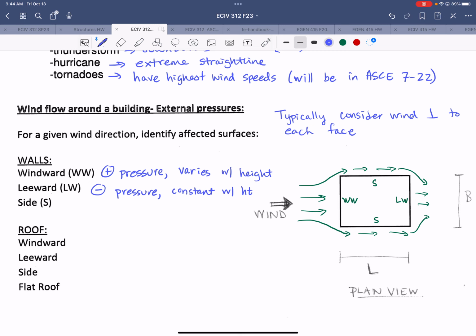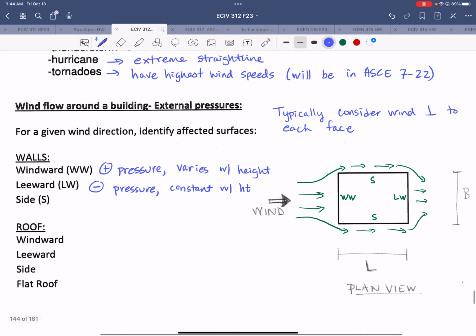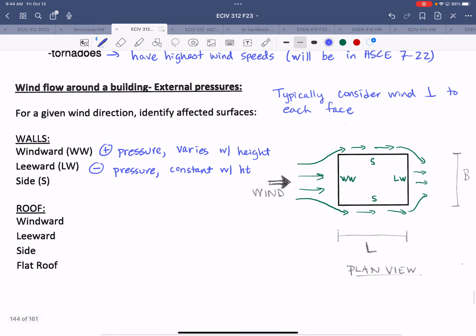So if you think about the wind separating at the corner, that's going to basically create a vacuum here. It's going to create suction right at the surface of that wall. So side walls will have negative pressure, and we also treat that as constant with height.